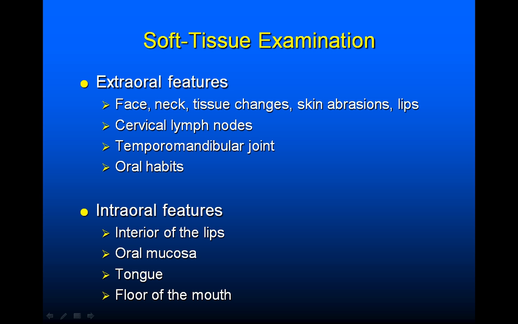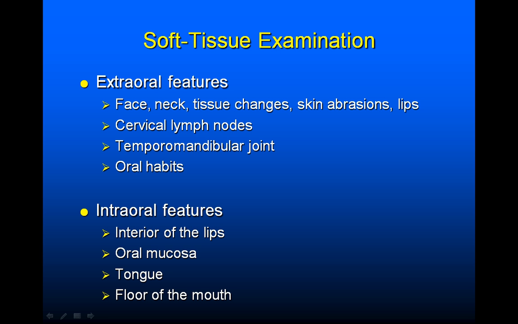With the intraoral features, the providers are looking at the interior surfaces of the lips, the oral mucosa, the tongue, and the floor of the mouth. Here they are also looking for oral habits that might change or damage these intraoral structures. Oral habits such as cheek chewing or lip biting can cause abrasions on these tissues, and that's something that the providers need to document and keep an eye on.